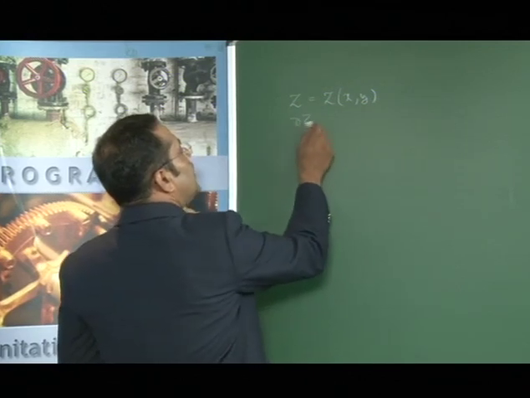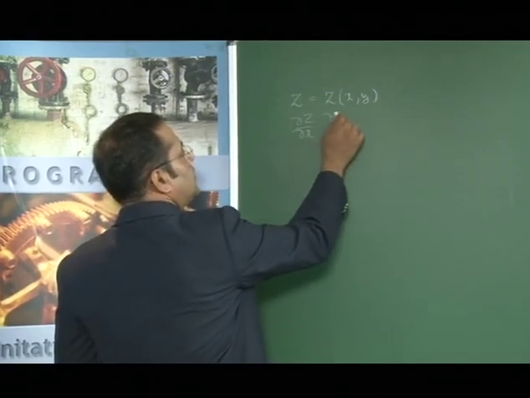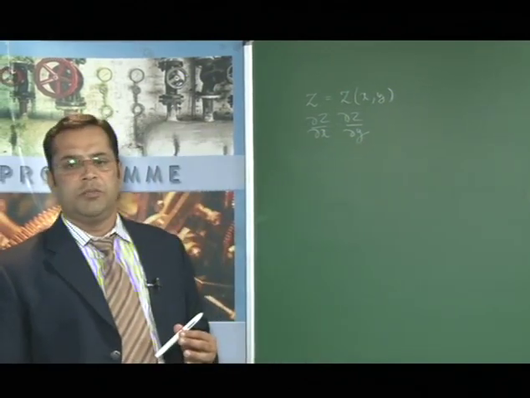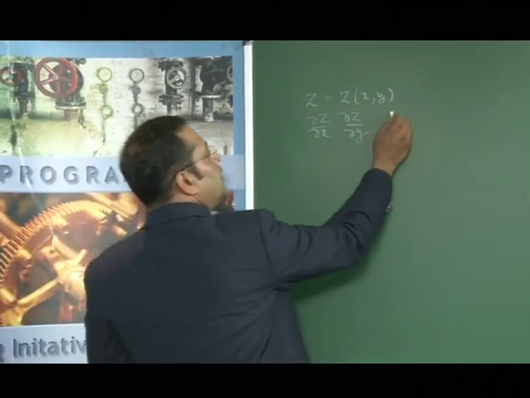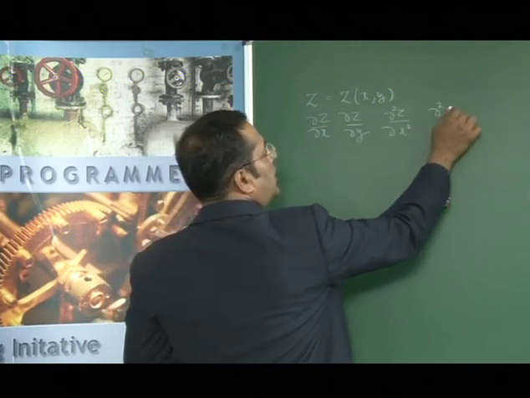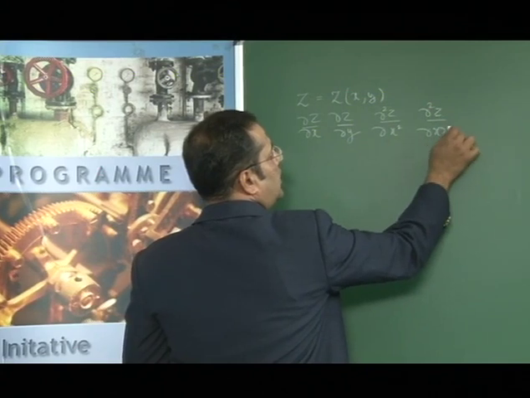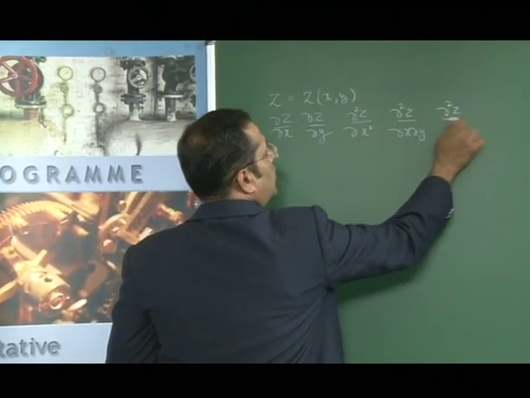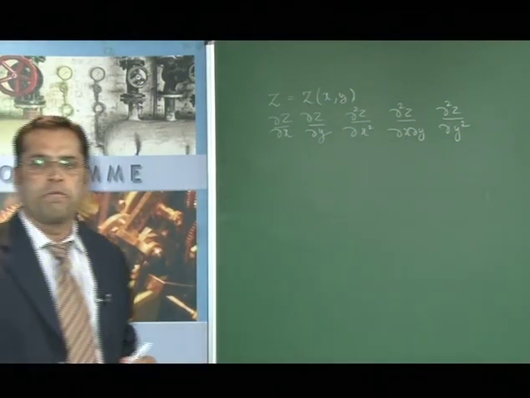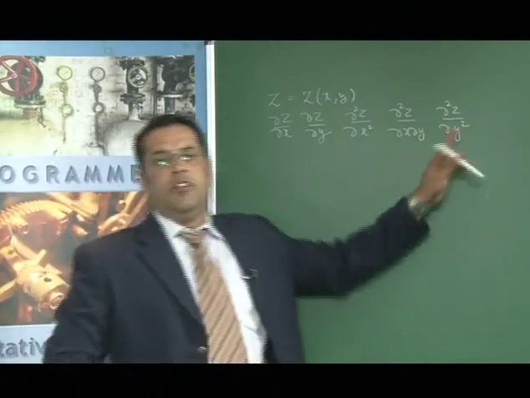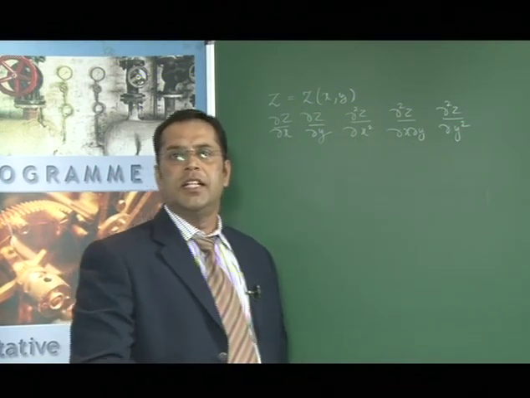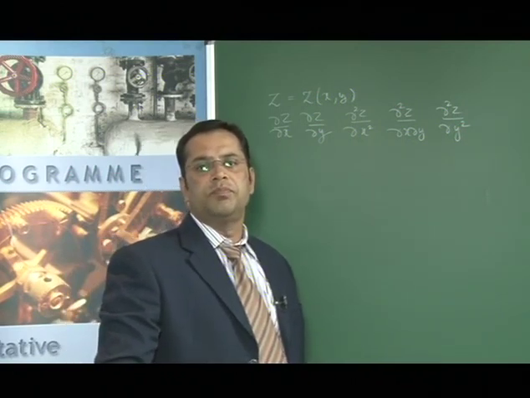We have seen the numerous derivatives of z, dou z by dou x, dou z by dou y. Then the second order derivatives, dou square z by dou x square, dou square z by dou x dou y, and dou square z by dou y square. An equation involving such partial derivatives was classified as a partial differential equation.